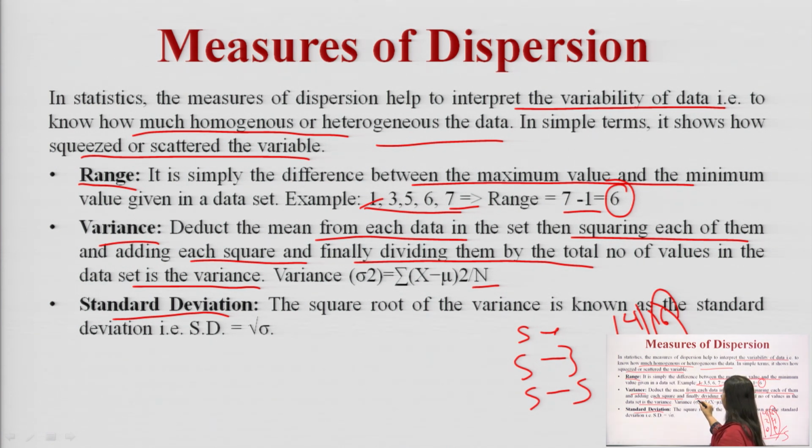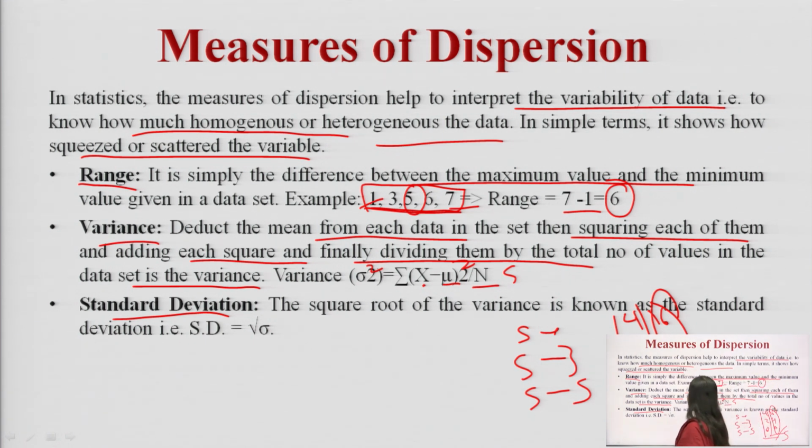This is sigma square, and it is a summation of each number minus the mean. If the mean is 5, then 1 minus 5 you square, then you add all these values and divide by the total number. Here 5 values are given, so you divide by 5, and whatever the result is, that shows your variance.